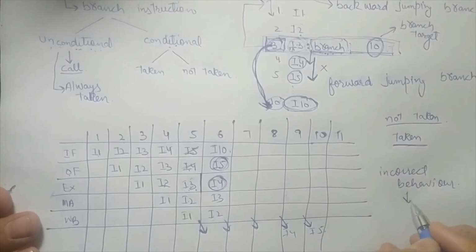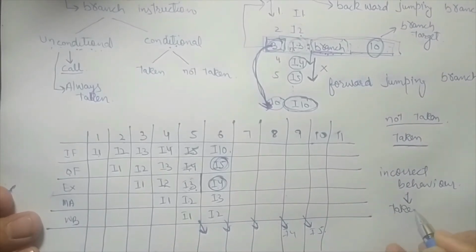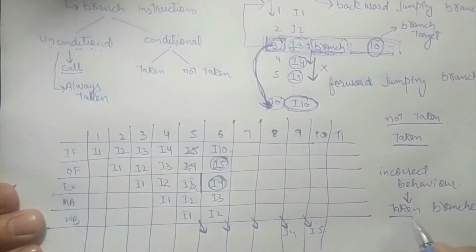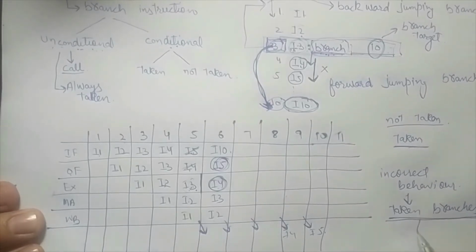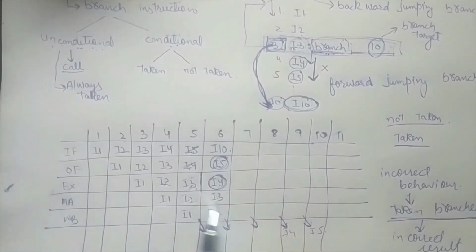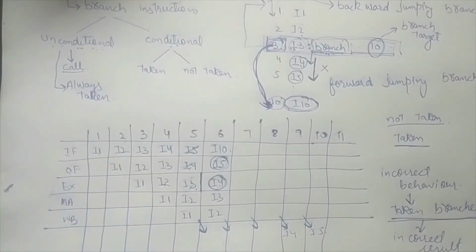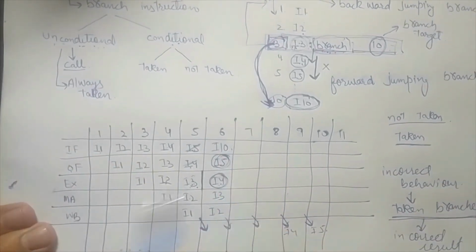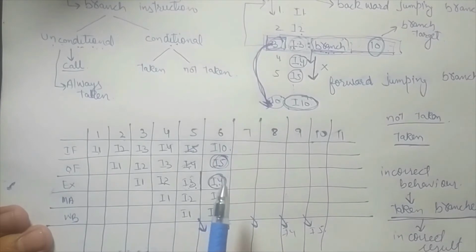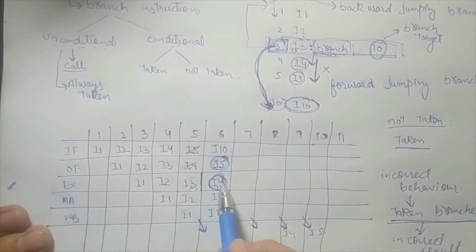And this incorrect behavior is because of taken branches. If we didn't handle this behavior, then there will be an incorrect result. Such a hazard because of branches is called a control hazard. We need a mechanism to handle this scenario, so that we don't have any instructions in the wrong path in the pipeline.